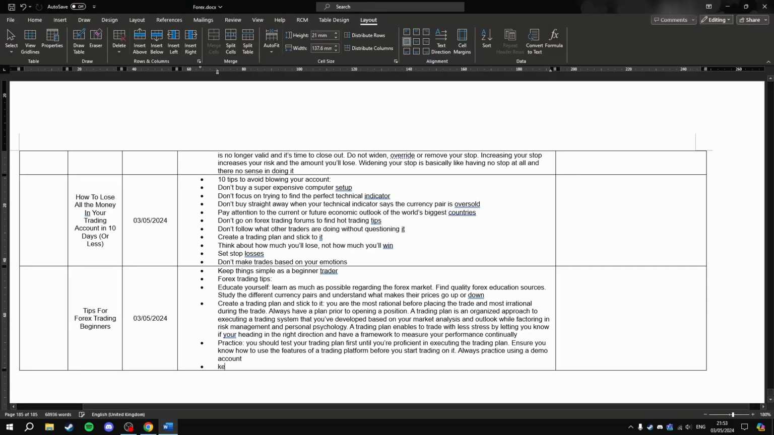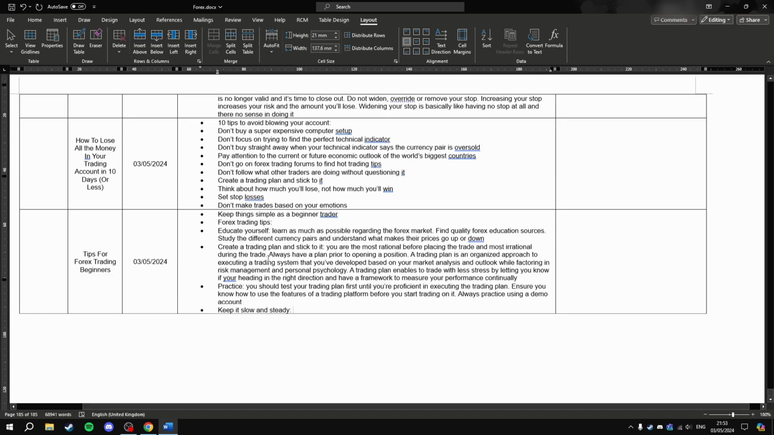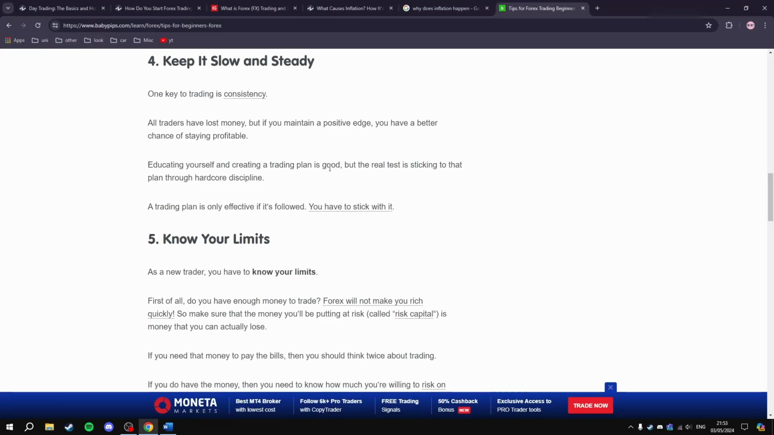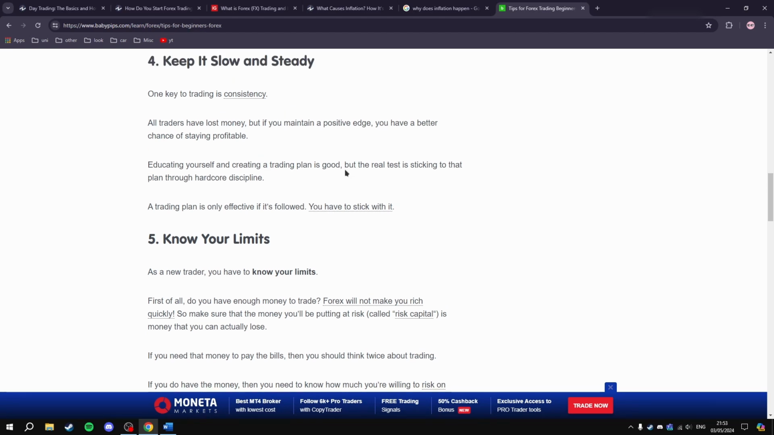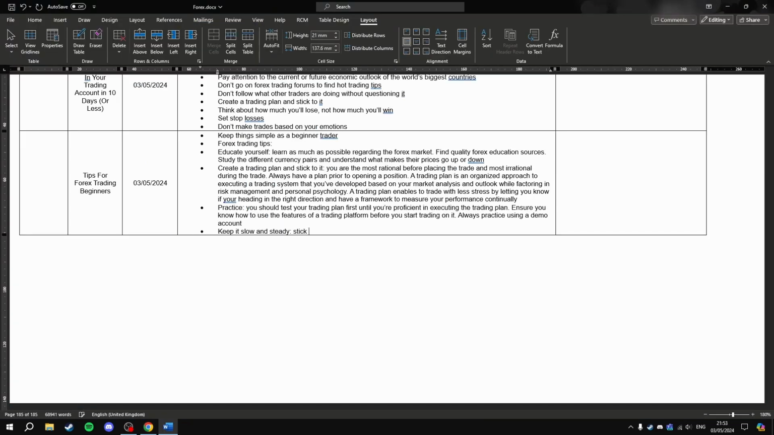Keep it slow and steady. One key to trading is consistency. All traders have lost money, but if you maintain a positive edge, you will have a better chance of staying profitable. Educating yourself and creating a trading plan is good, but the real test is sticking to that plan through hardcore discipline. A trading plan is only effective if it's followed. You have to stick with it.